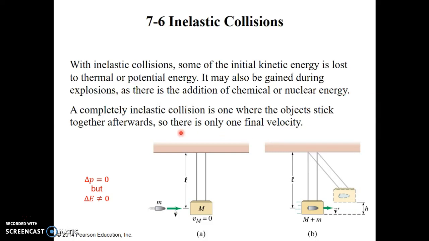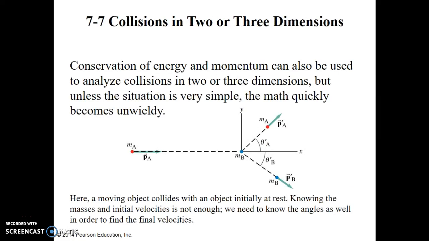Often the objects stick together in an inelastic collision, so you end up having one final velocity, so VA prime is going to equal VB prime, so we generally just say that's V prime. Not always, but this is very typical of inelastic collisions. Now we could do collisions in 2 or 3 dimensions as well. It does get more complicated, but the key is to know that momentum is just a vector, so you just break it into x and y components and solve for vector addition, just as we have in many, many other examples up to this point.